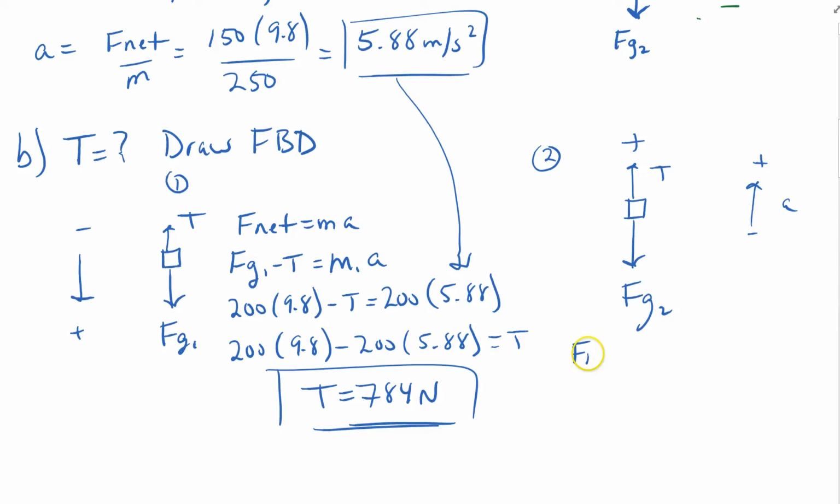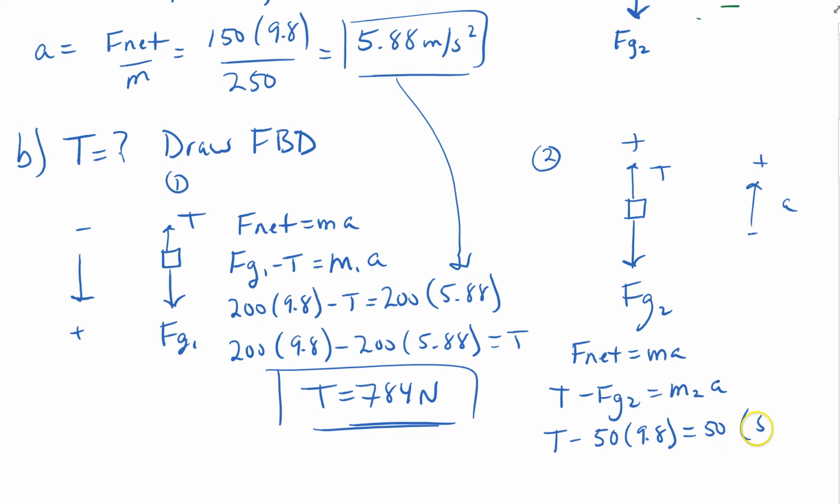So if I write F net equals ma, I'll get tension minus Fg2. Again, because I'm accelerating upwards, my tension force is in the positive direction and the force of gravity is in the negative direction. It's going to be equal to m2 times a. So my tension force minus the mass of object number 2, which was 50, times 9.8 will be equal to 50 times 5.88. And when I finish all my work, I do get a tension force again of 784 newtons, and that makes me happy because the check was good.